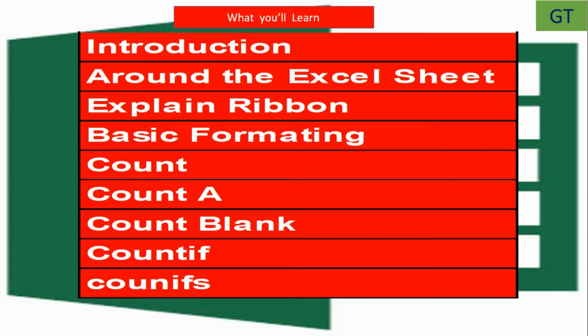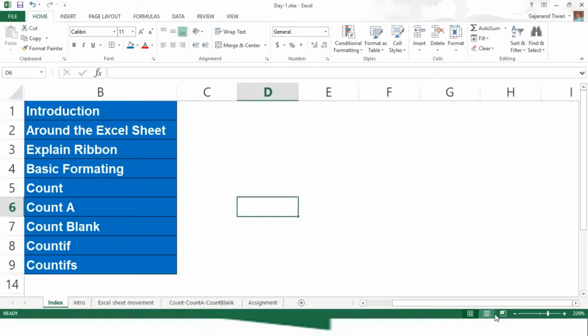This is my second video, and today I'm going to explain introduction around the Excel sheet, explain Rubin and basic formatting. Last video I explained everything. So now today's topic is COUNTA and COUNTBLANK, COUNTIF and COUNTIFS. What is the use of these formulas? What is the difference between COUNTA, COUNTBLANK, COUNTIF and COUNTIFS? Today I'll show you everything. Continue watching my video so that you can understand.